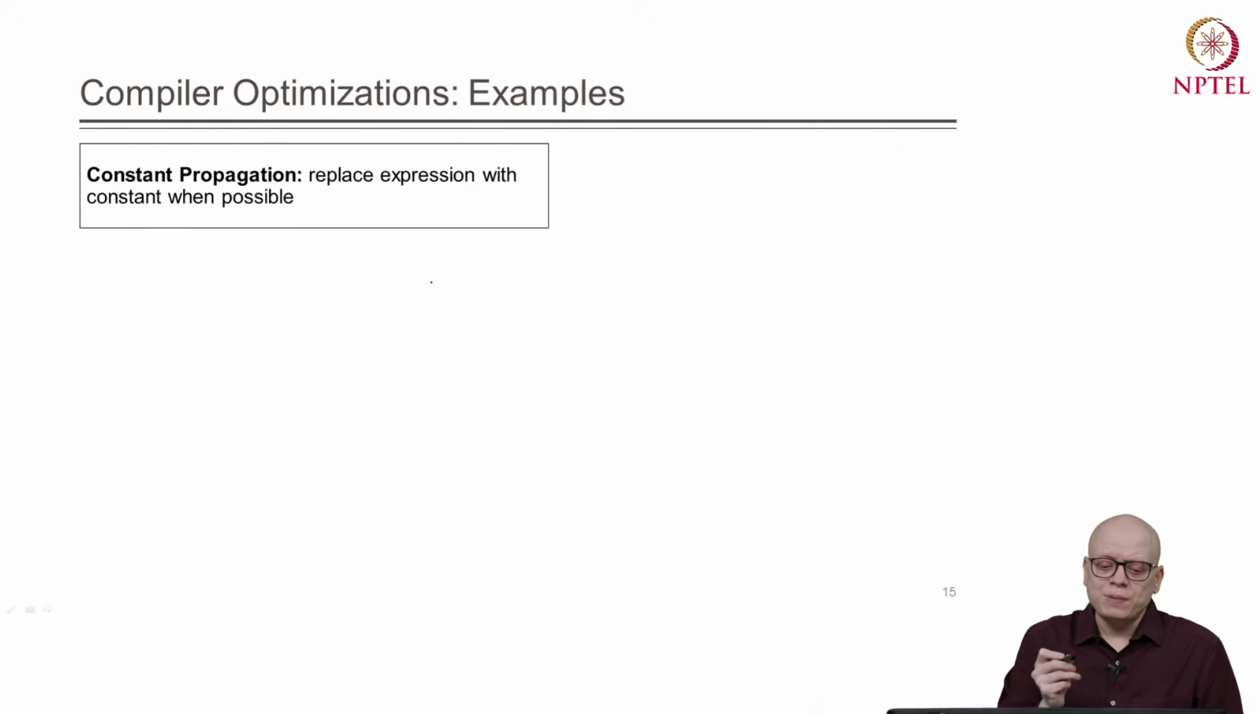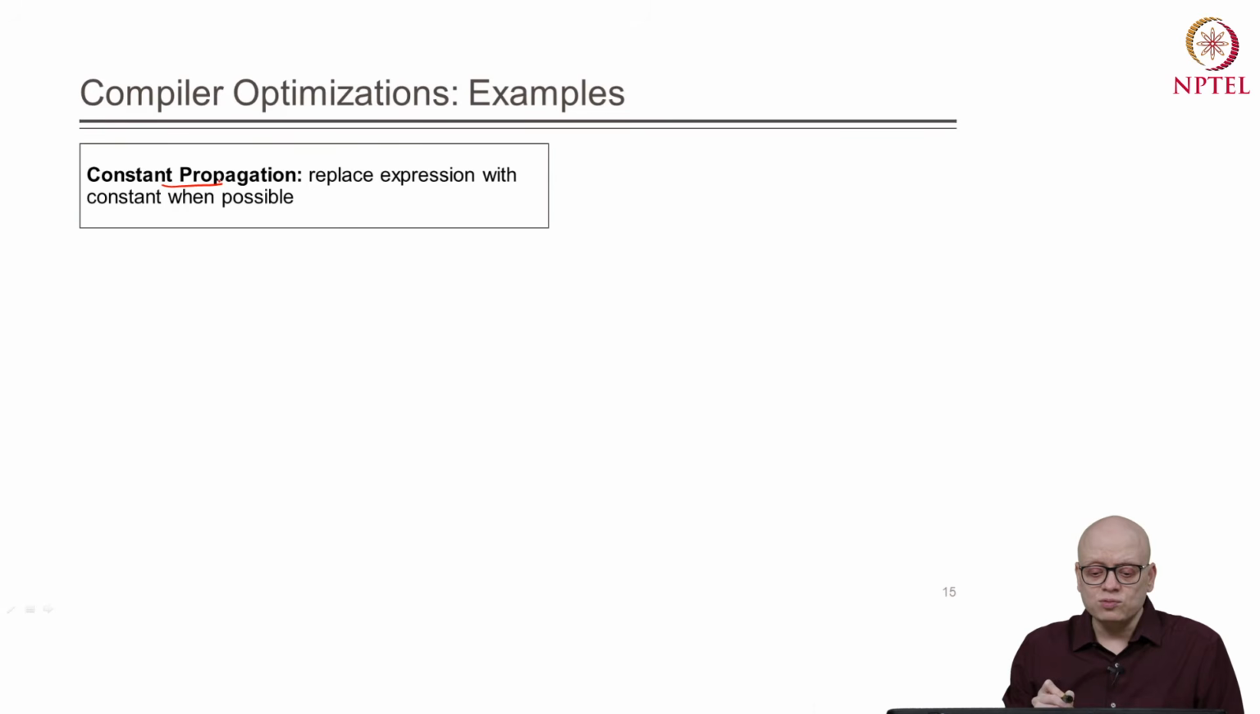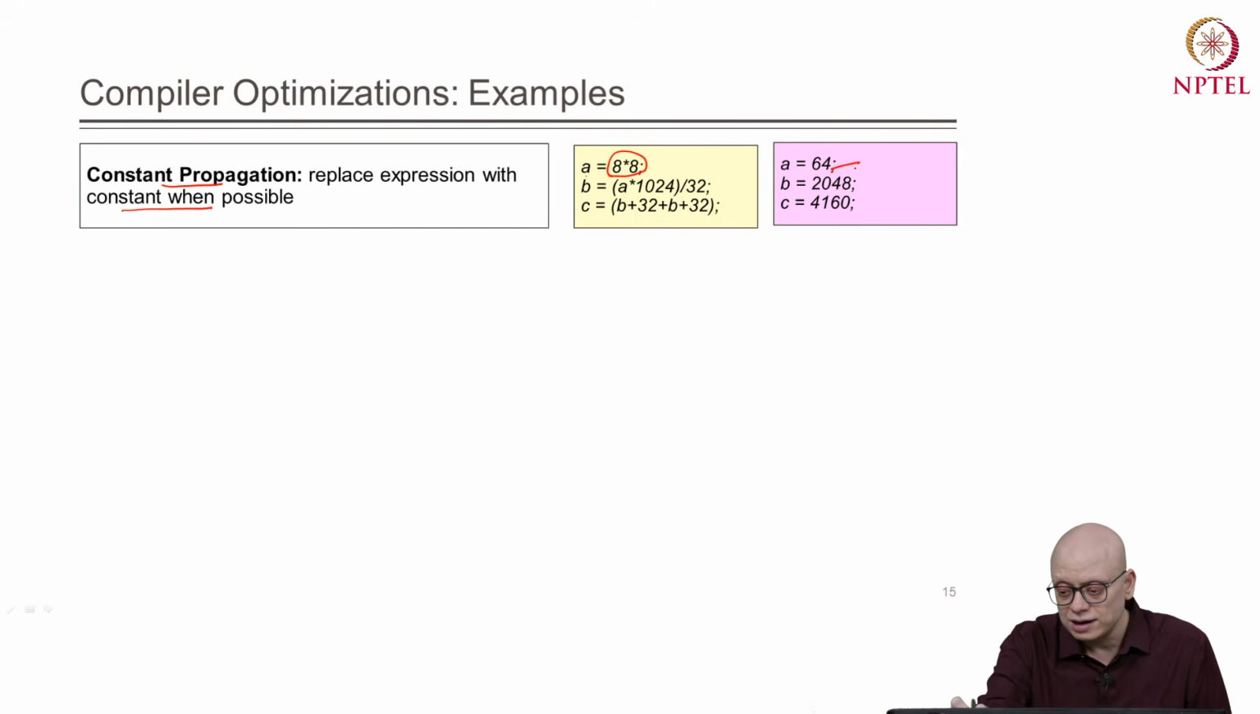There is a compiler optimization technique known as constant propagation. In this, we replace expressions with constants whenever possible. For example, suppose it is written A is equal to 8 star 8, 8 multiplied by 8. In this case, instead of using a multiplier, A can be directly inferred to be a constant, and its constant value is 64.